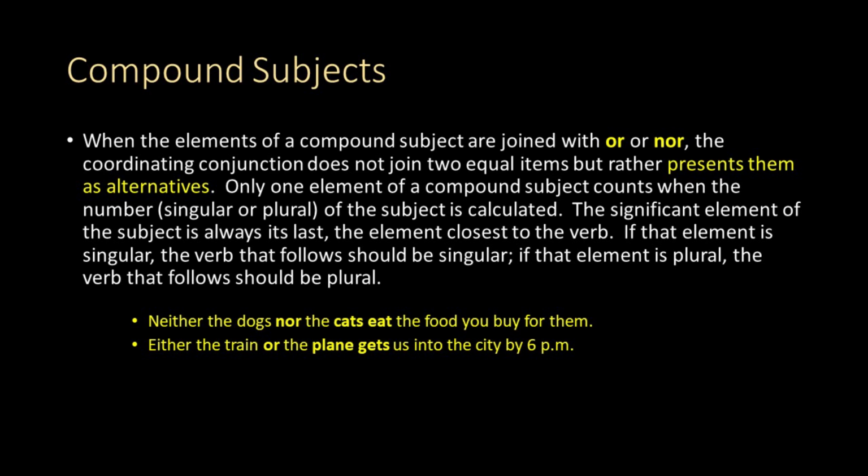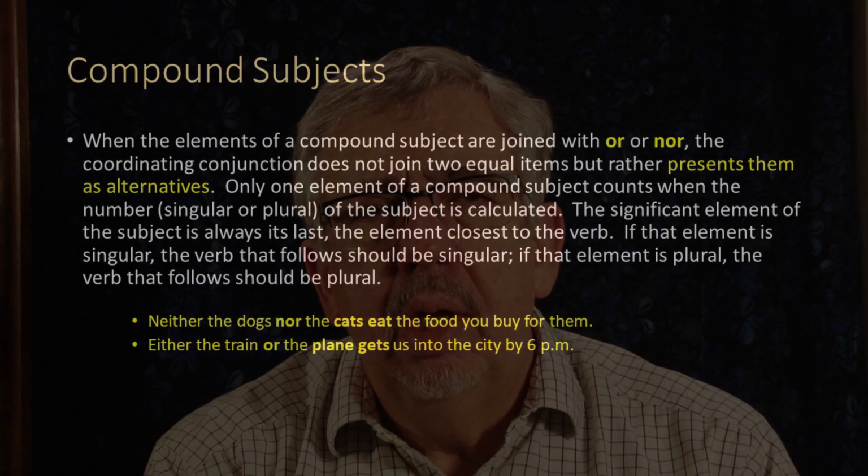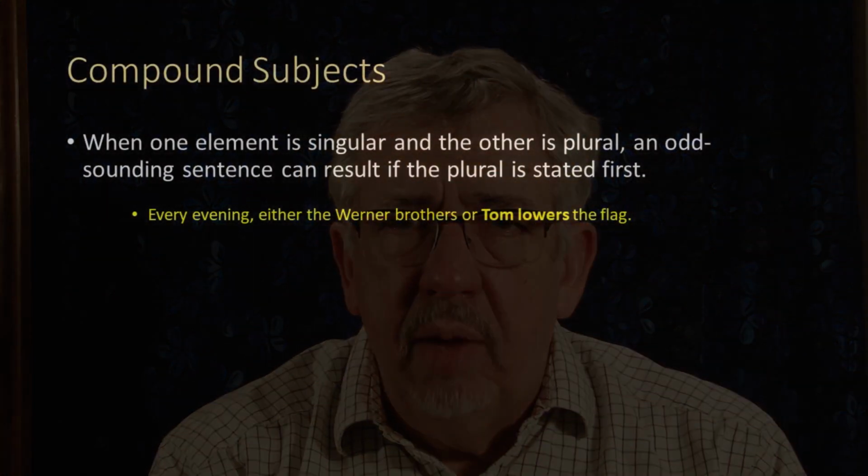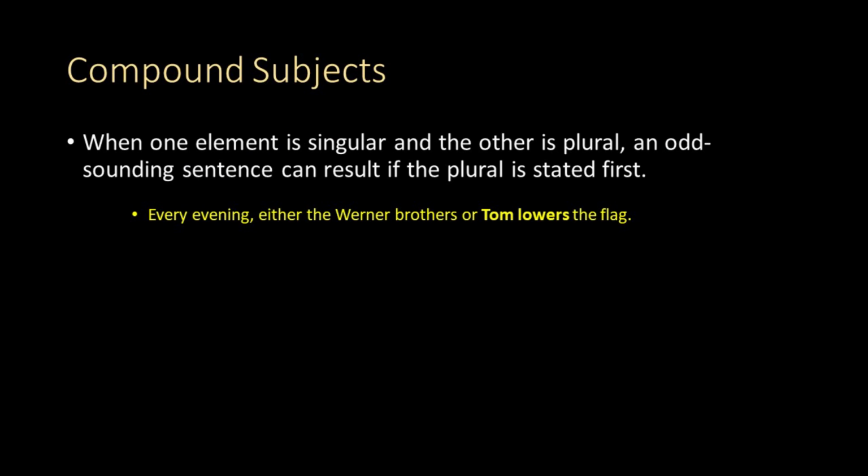Either the train or the plane gets us into the city by 6 p.m. Plane is singular, so the verb gets is singular too. In most sentences, the rule stated here poses no problems because the elements of the compound subject are either both singular or both plural, but when one element is singular and the other is plural, an odd-sounding sentence can result, especially if the plural is stated first.